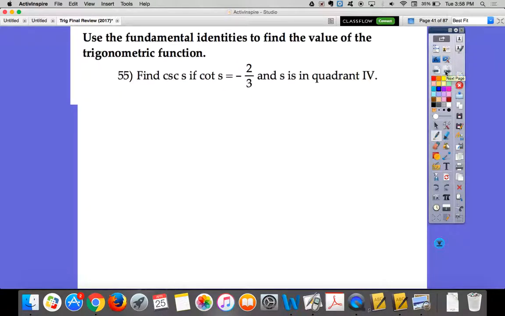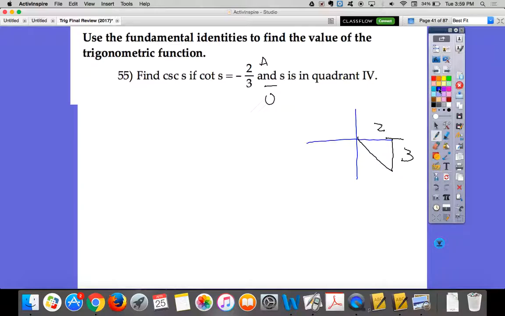So use the fundamental identities to find the value of the trigonometric function. Okay, so we have cosecant. We want to find cosecant if we know cotangent is equal to a negative 2/3 and is in quadrant 4. Okay, so let's go to quadrant 4. We're going to drop a triangle down in there. And we know cotangent is, instead of opposite over adjacent, it's adjacent over opposite. So the adjacent side is going to be 2. The opposite side is 3.